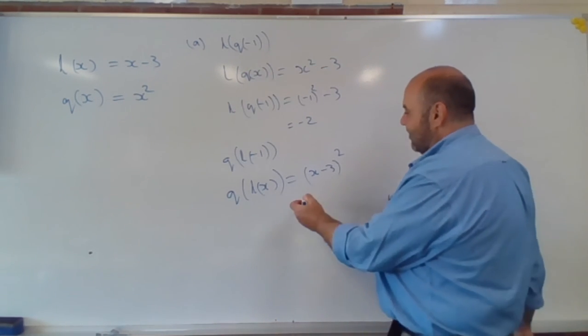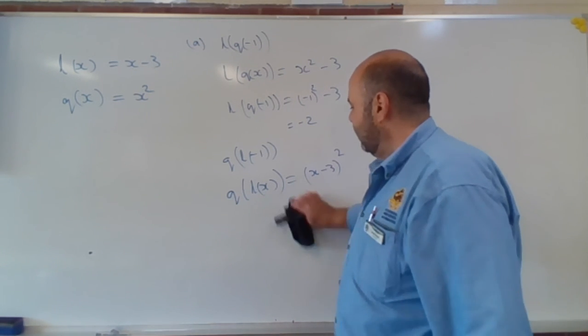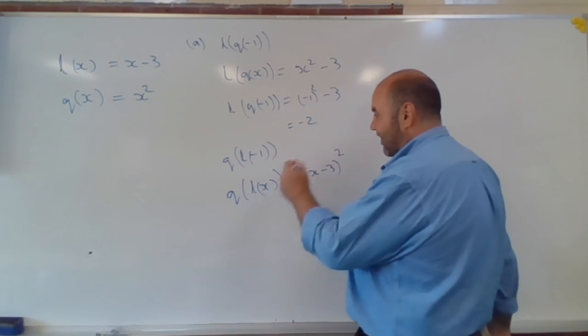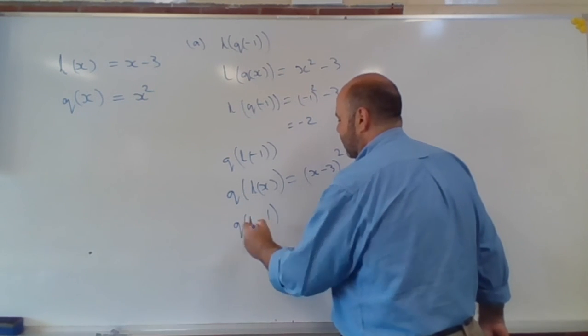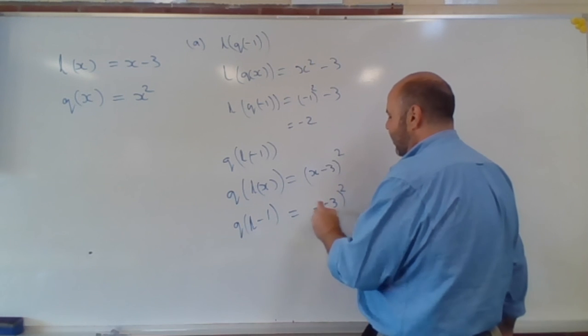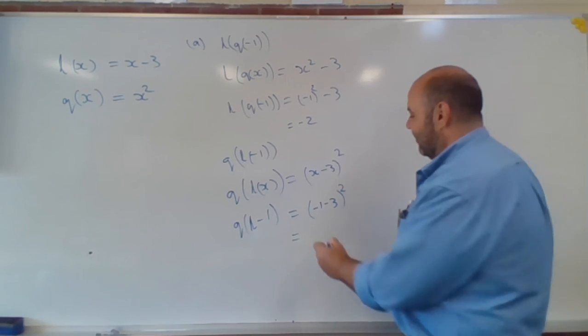Okay, so expanding this, I probably won't even expand it. It'll be easier to work with this in this format. So Q of L of -1 is -1 minus 3 squared. Well, -1 minus 3 is -4. If I square that, I get 16.